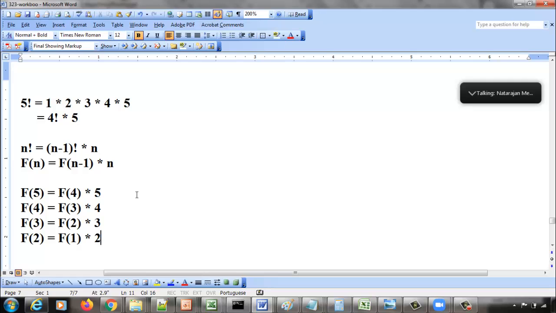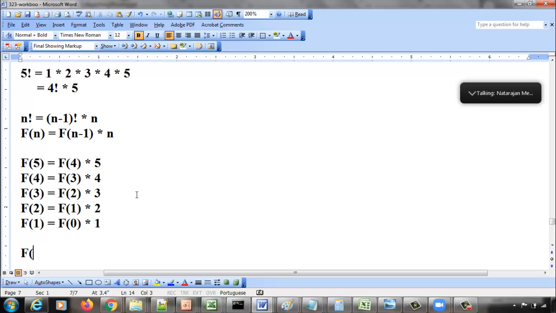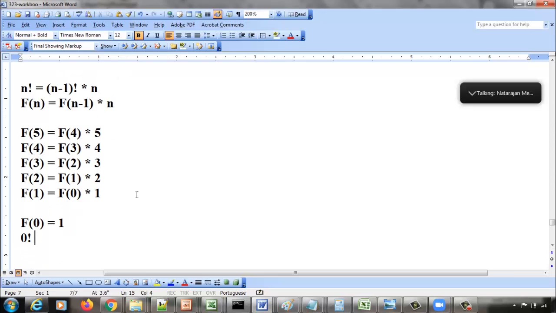Now what about f of 1? f of 1 is f of 0 times 1. Now you may think, when can we stop? We cannot keep going like this, because the factorial is defined only for integers greater than or equal to 0. It's not defined for negative integers. So f of 0 is what is called the terminating condition or the base condition, and f of 0 needs to be specified. So f of 0 is 1, 0 factorial is 1. That's a well known thing, everyone knows it, so it's not something that you have to find out. So we can say 0 factorial is 1.